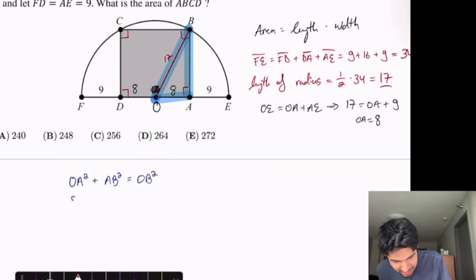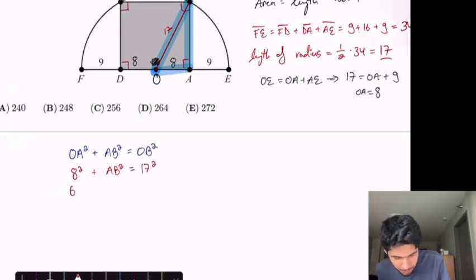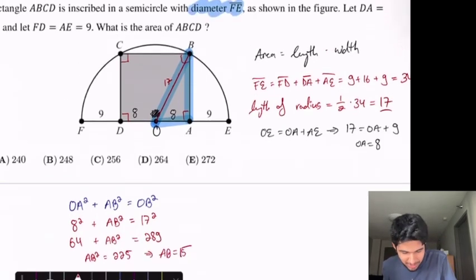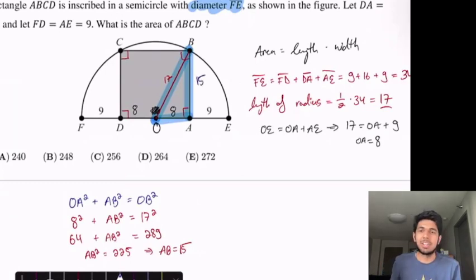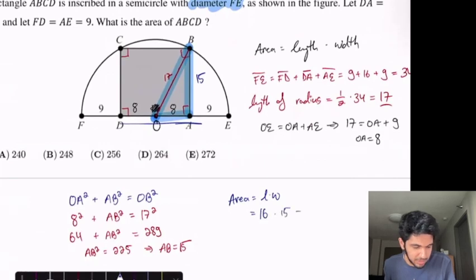OA squared is going to be 8 squared. We'll tack on AB squared. OB squared is 17 squared. Let's simplify this. 64 plus AB squared equals 289. AB squared equals 225. That means AB equals 15. Excellent. Now we know that this side length is 15. Remember, we're looking for the area of this rectangle. So area is equal to length times width, which is going to be 16 from this DA side times 15, 240.